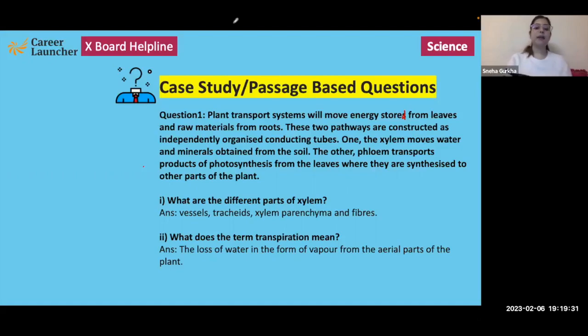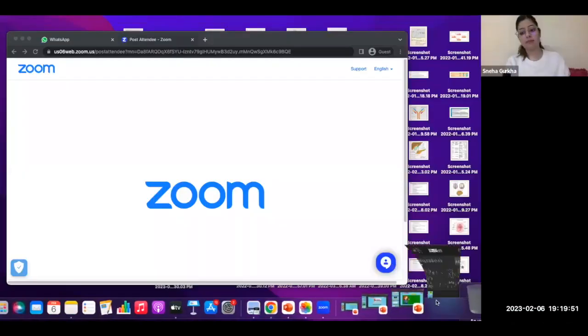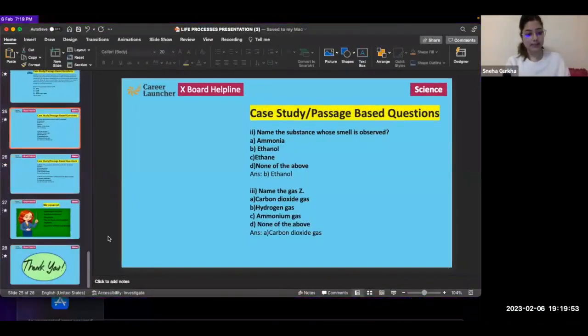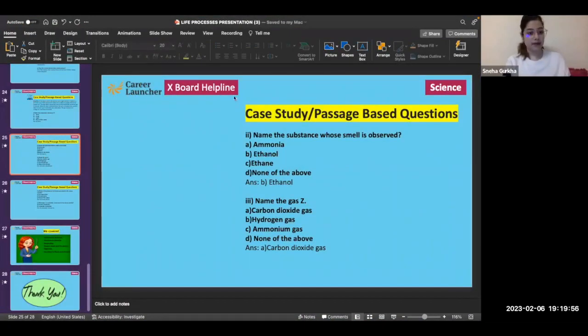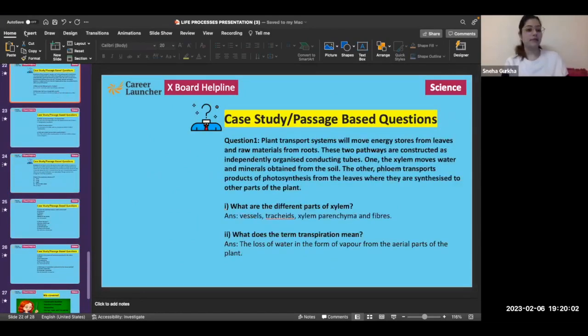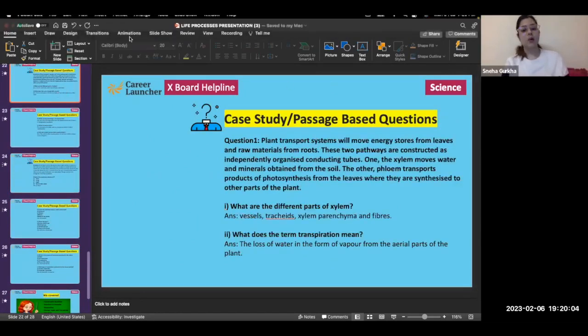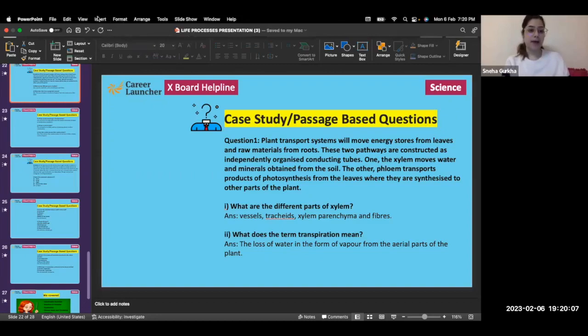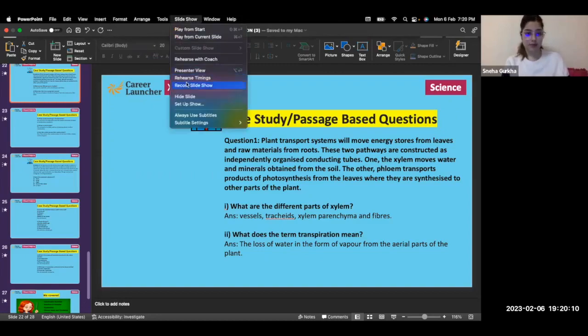What are the different parts of xylem? So we have to basically give the different parts of the xylem. We have to provide the different parts, or we have to name down the different parts of xylem. So we have to mention basically the xylem fiber, xylem trachea, xylem vessels, and xylem parenchyma. So we have to mention all those parts. So what are the different parts of xylem? So it will be vessels, tracheids, xylem parenchyma, and xylem fibers.